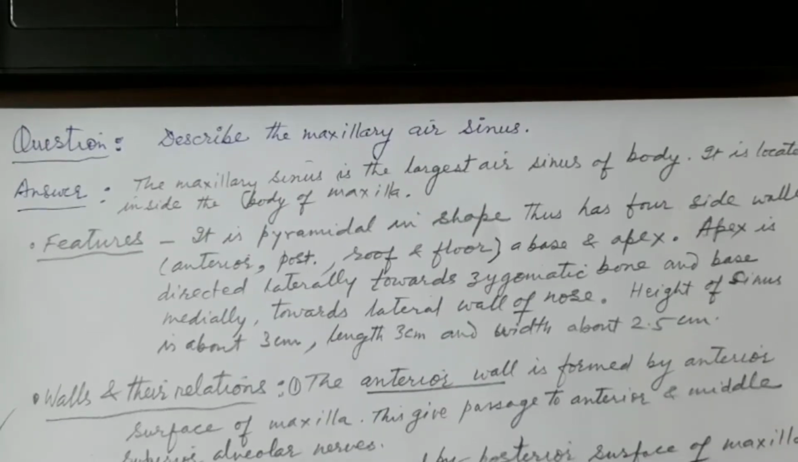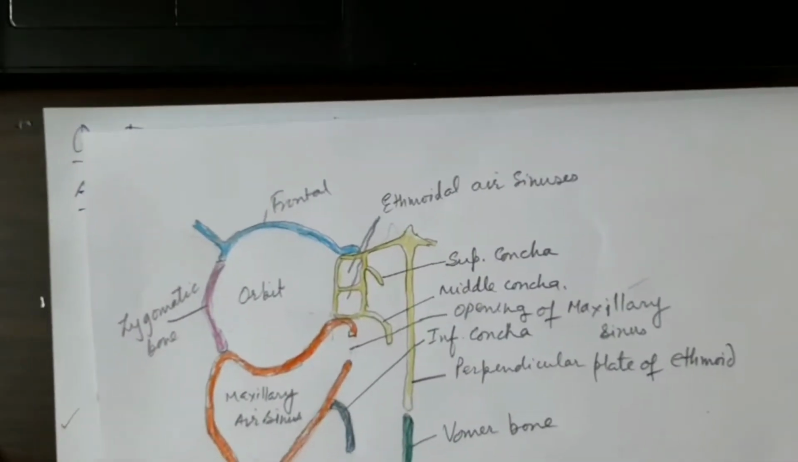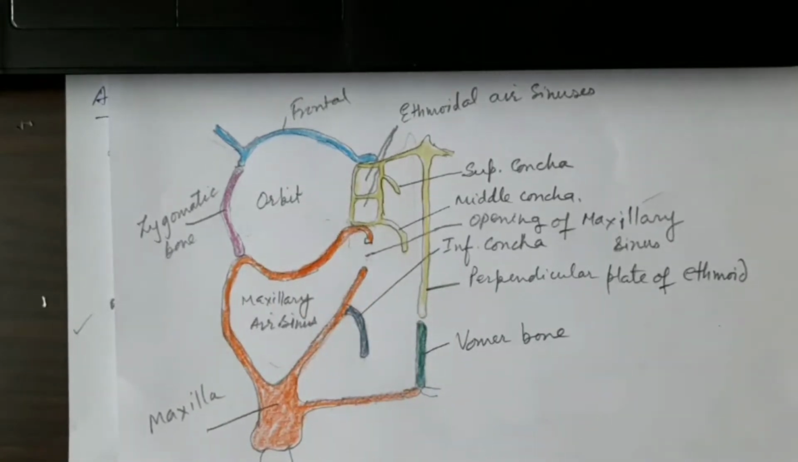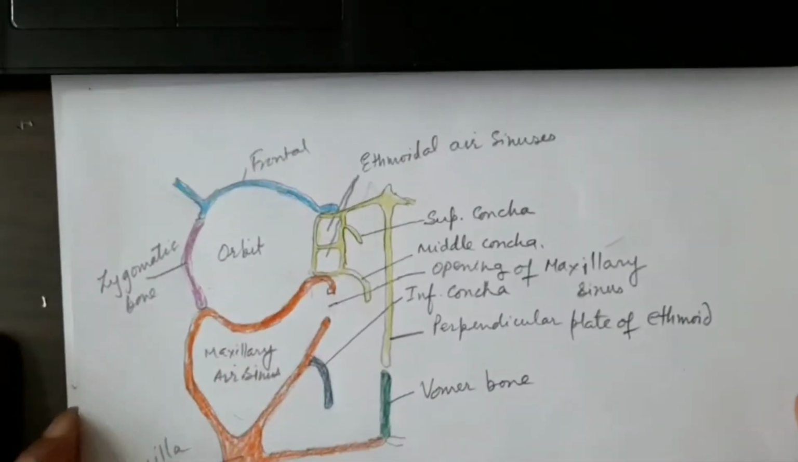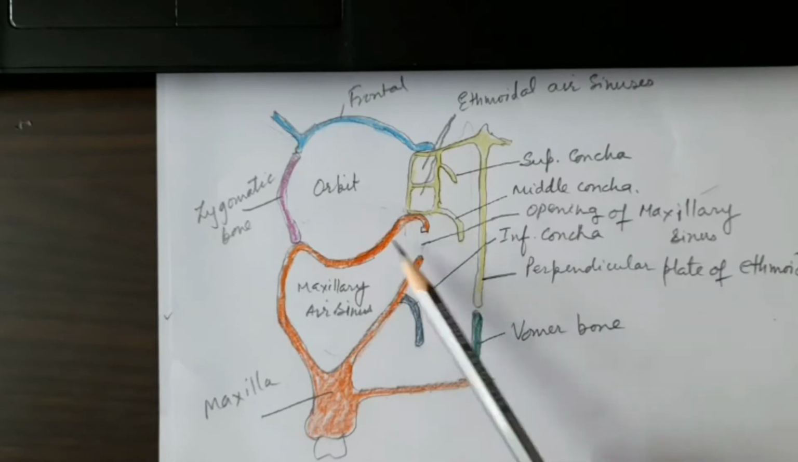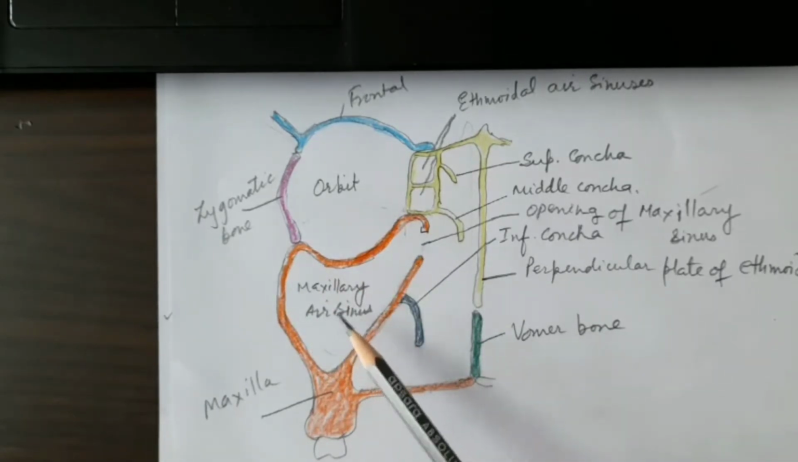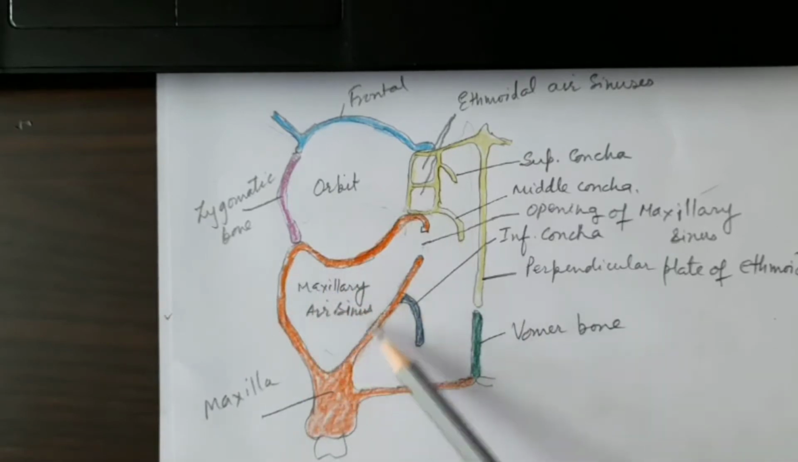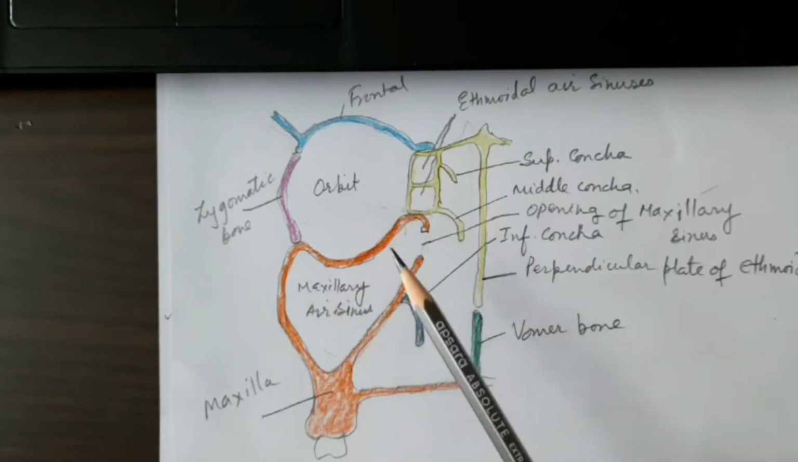Let us come to the walls and their relations. But before that, I would like to show you the bones which form the maxillary air sinus and the neighboring bones or neighboring areas. Now this is the diagram which I have drawn for the maxillary air sinus. In orange is the maxillary bone, with the various processes of the maxillary bone. Now this is the maxilla, and inside this cavity is the maxillary air sinus.